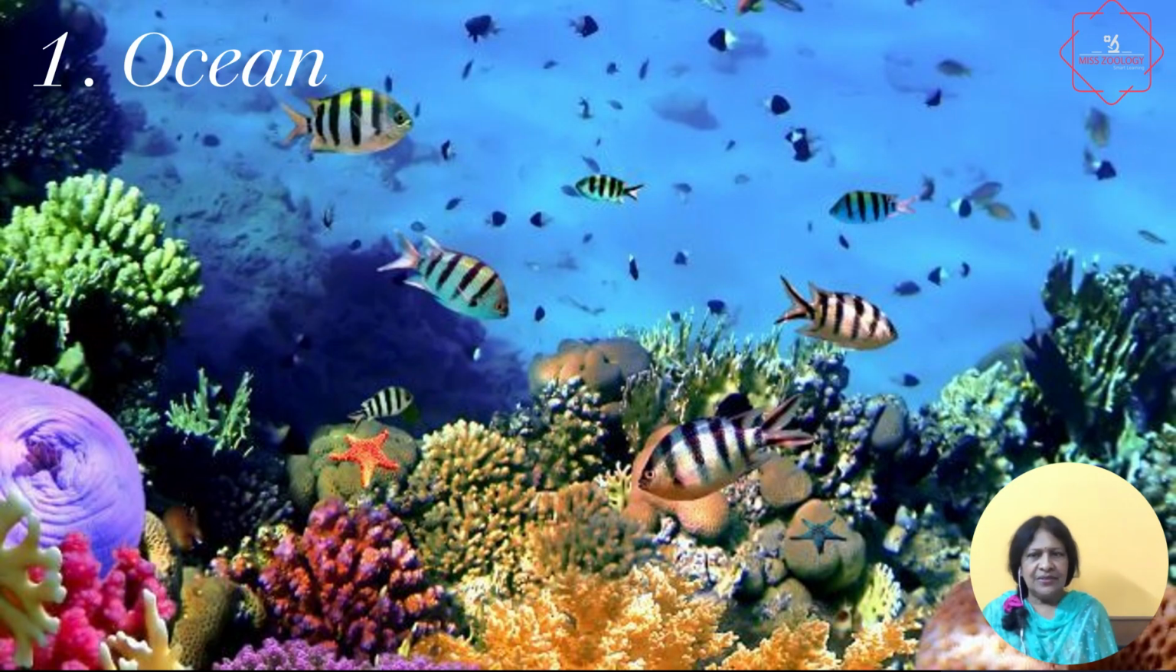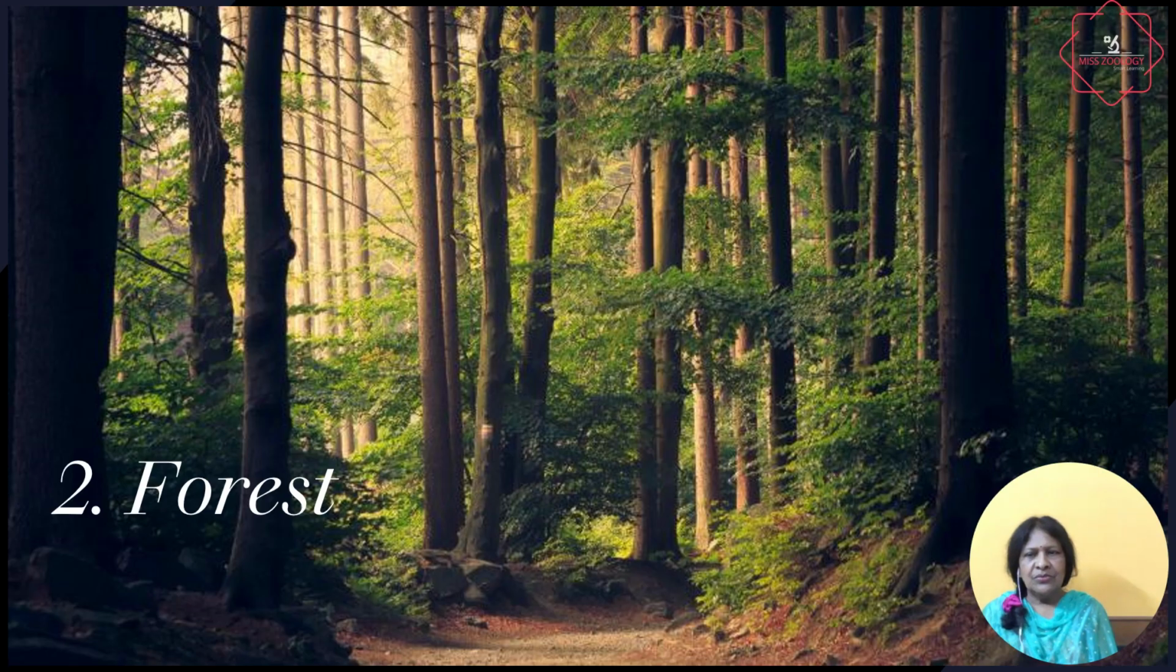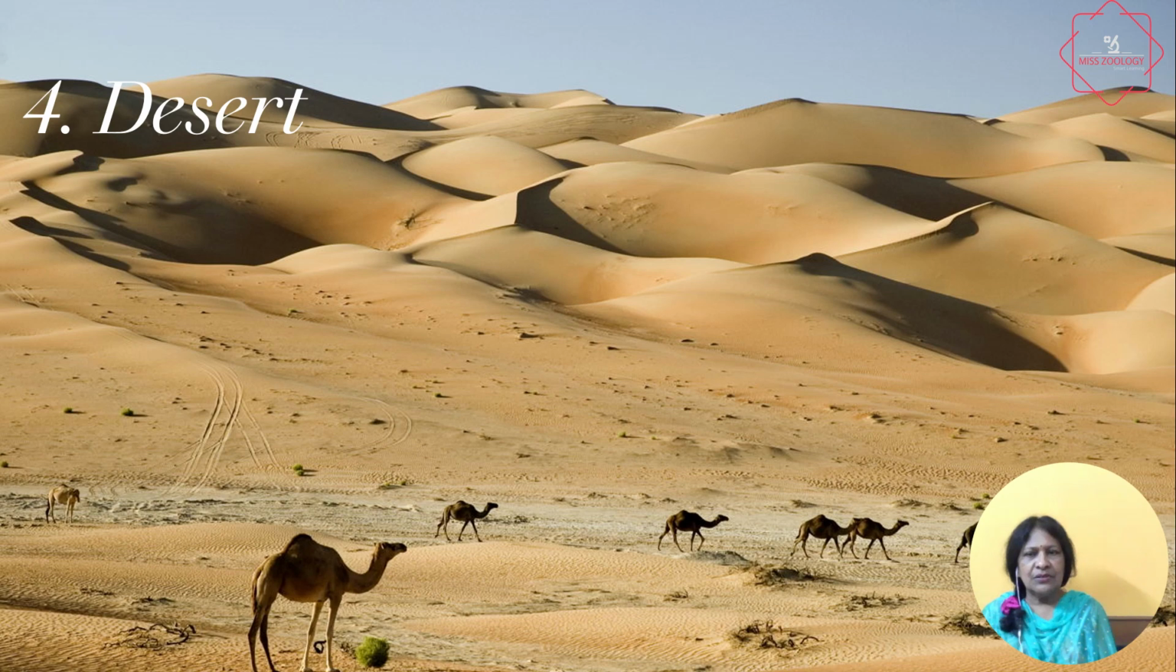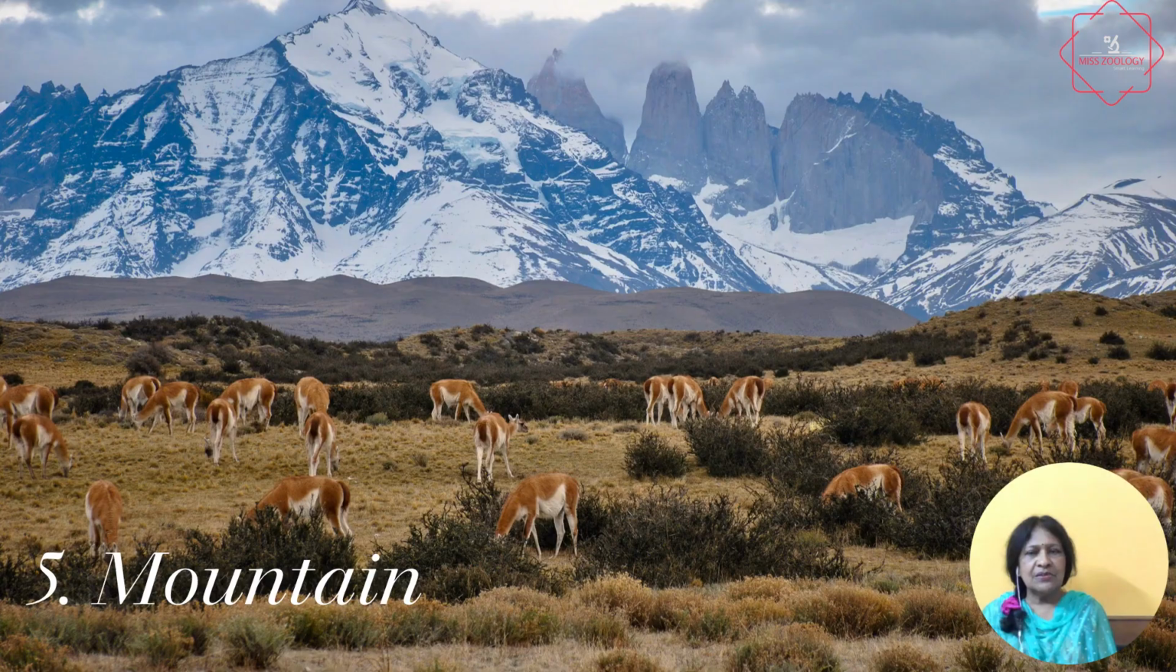Image number 1. It is an ocean with marine organisms. Image 2 is a forest with a canopy of trees and sunlight. Next, image 3 is that of a grassland with grazing animals. Here we have image 4, a desert with sand dunes and camels.